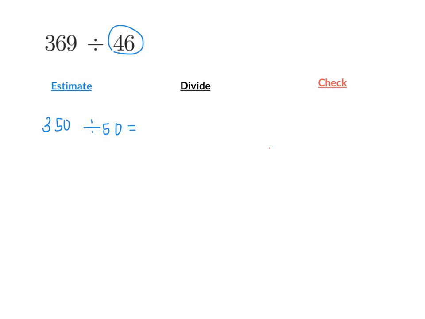So 350 divided by 50 is 7. So I'm going to start with 7. I think that's a good starting point. Let's set up our division.